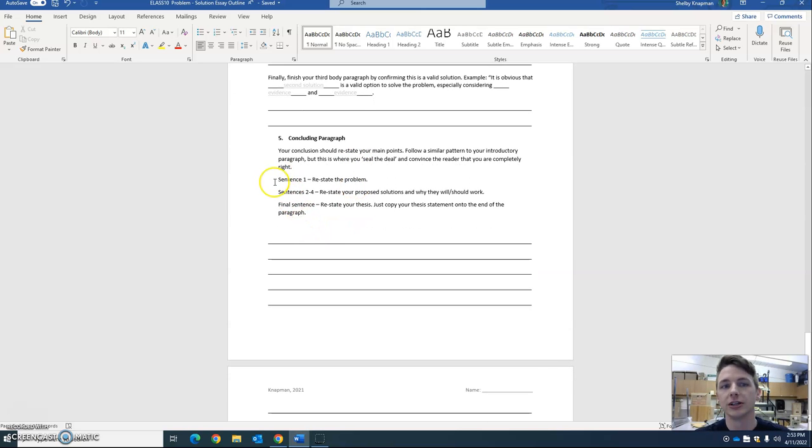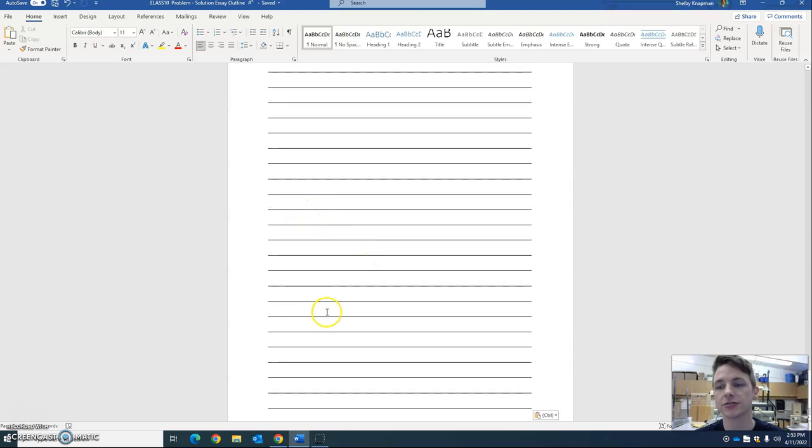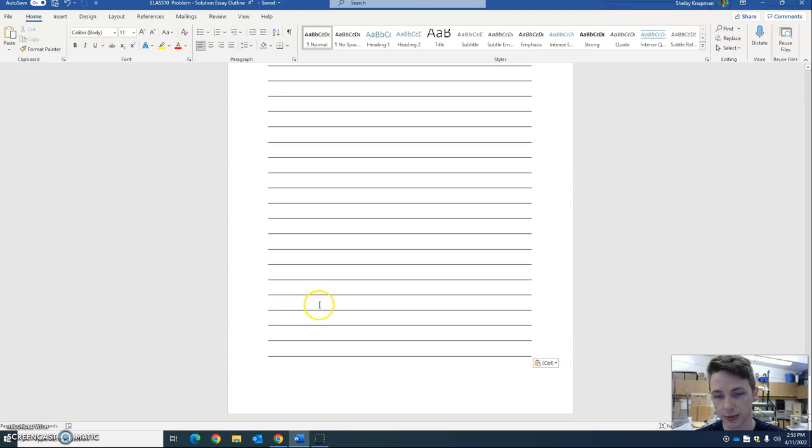Concluding paragraph, sentence 1, restate the problem. Sentences 2 to 4, restate your proposed solutions and why they will or should work. And in your final sentence, restate your thesis. You can just copy it down or you can rework it to prove to your reader, hey, after reading this essay, it's very clear that this is what needs to be done.